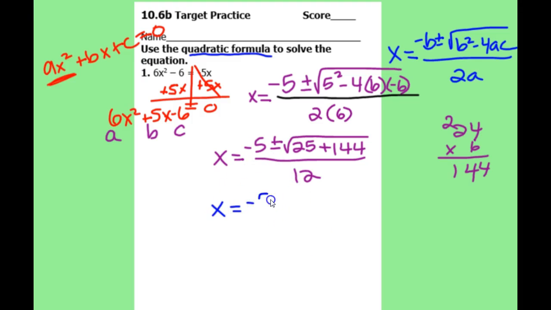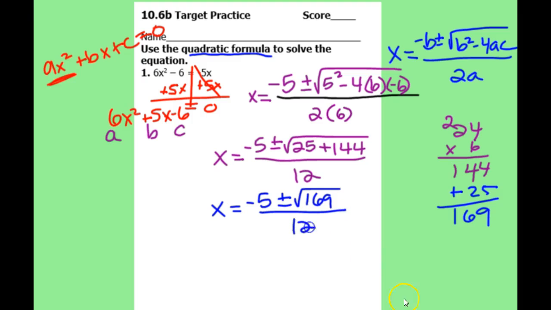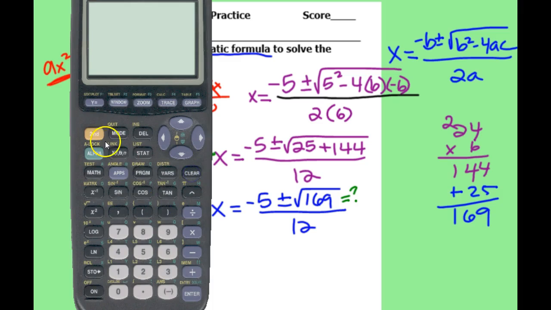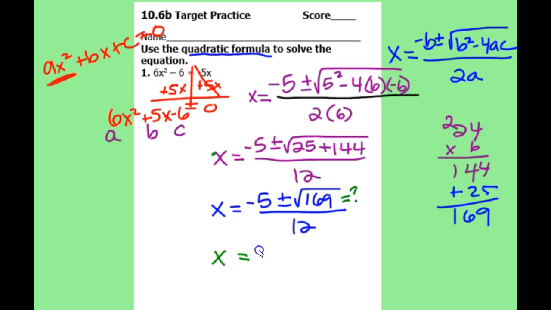So then, simplifying again, we have negative 5 plus or minus the square root. If we add 144 plus 25, we get 169, all over 12. Now, if I were you, I would plug the square root of 169 into our calculator to see if it equals a nice number or not. So we're going to type in the square root of 169, and we get 13. So we really have negative 5 plus or minus 13 over 12.